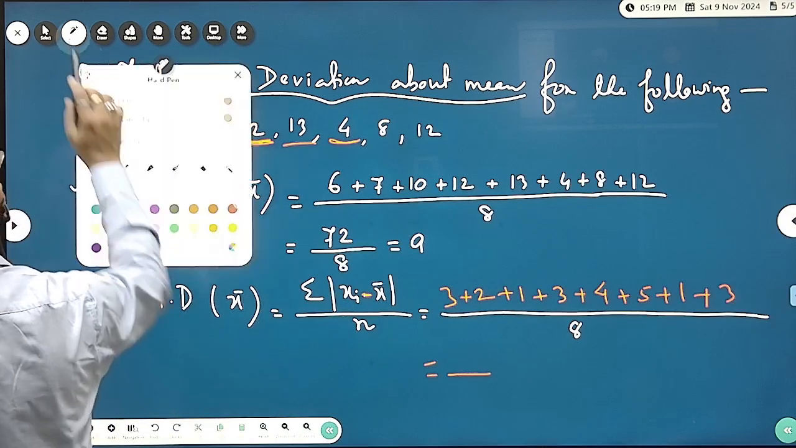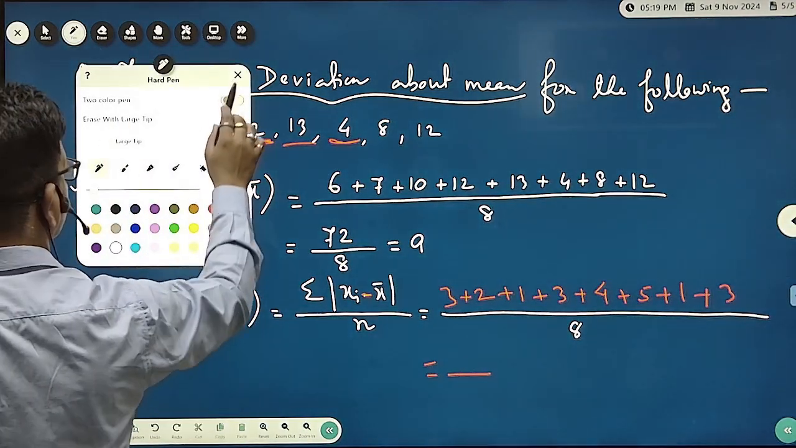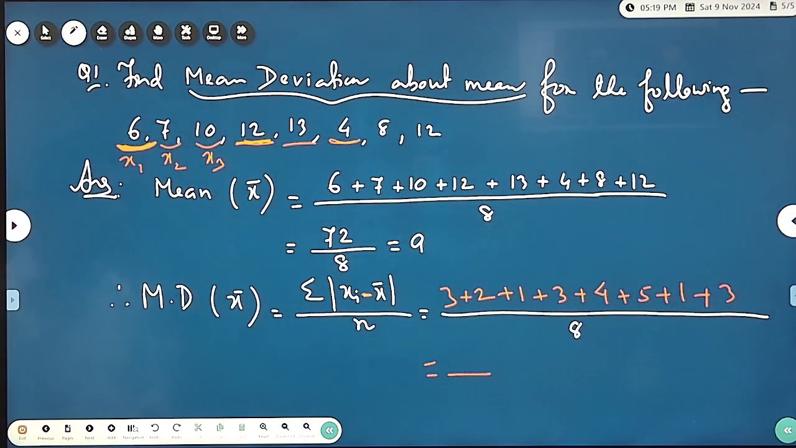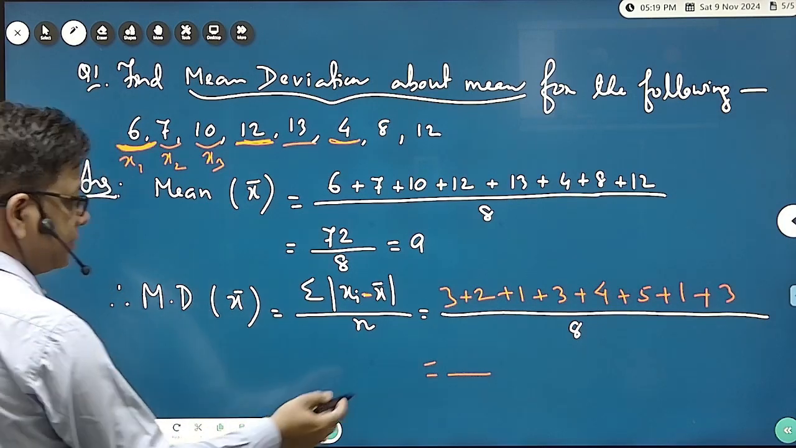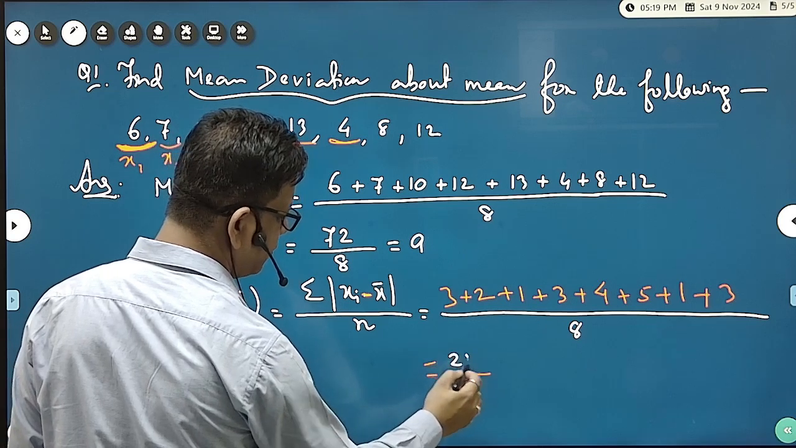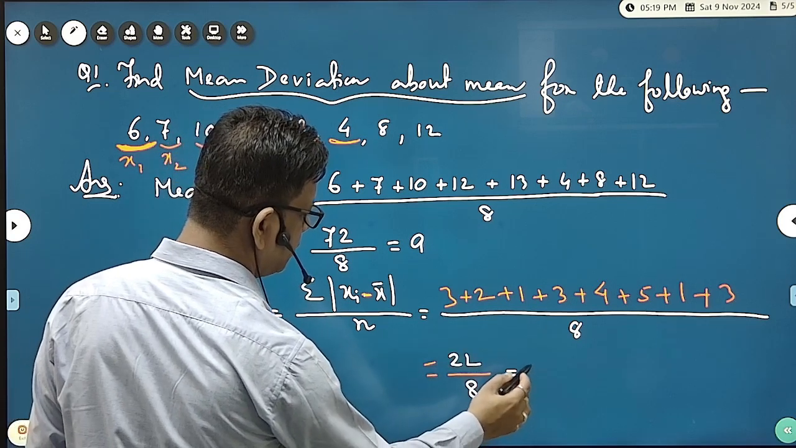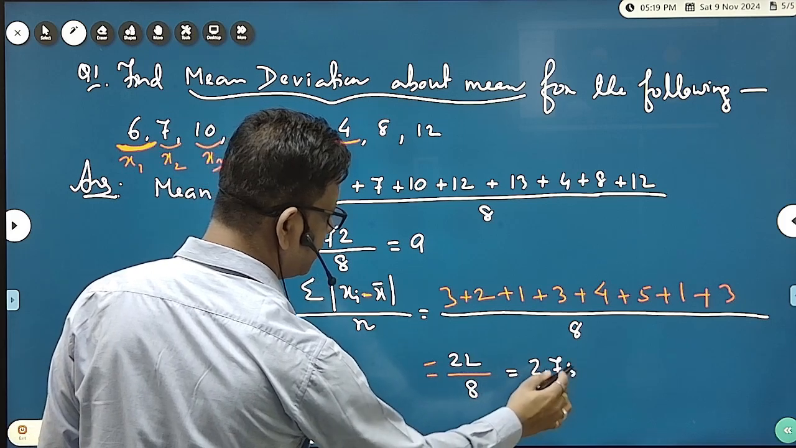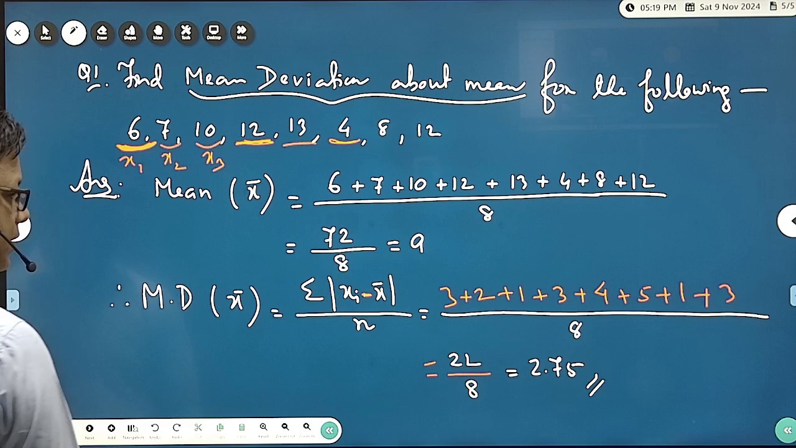Right. So I am going to do another question. Is it okay? Done now? If I try to do this, what is the answer? Here, how much? 22. So it will be 2 point something. Is it correct? Correct, everyone?